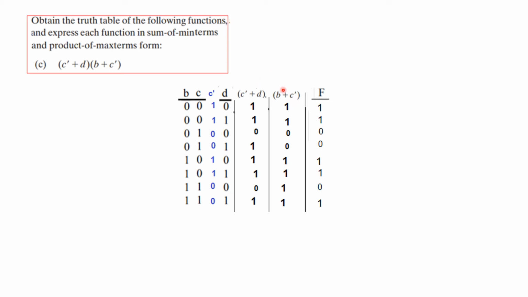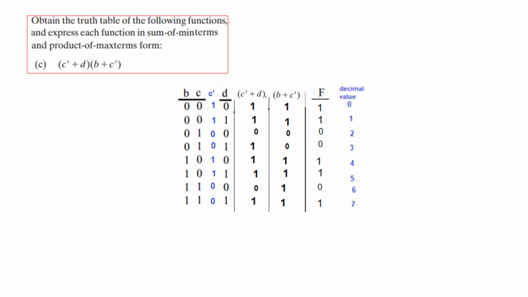And now AND the two, or they multiply the two. So multiplication means if both are 1, then we have 1. Both are 1, we have 1. Both are 1, 1. Both are 1, we have 1. Both are 1, we have 1. So this is the final value.